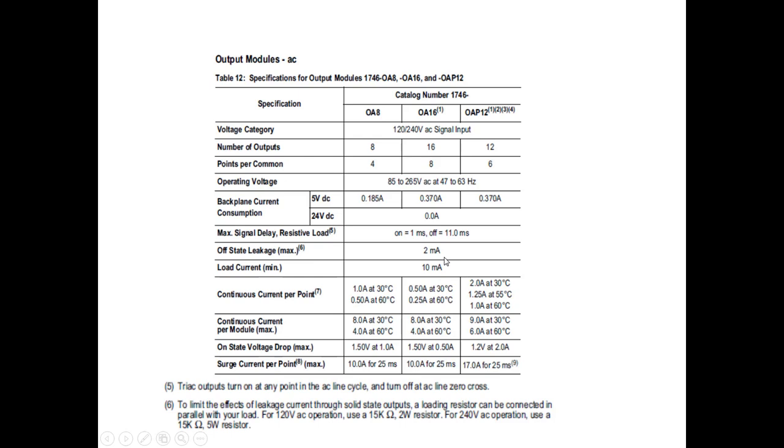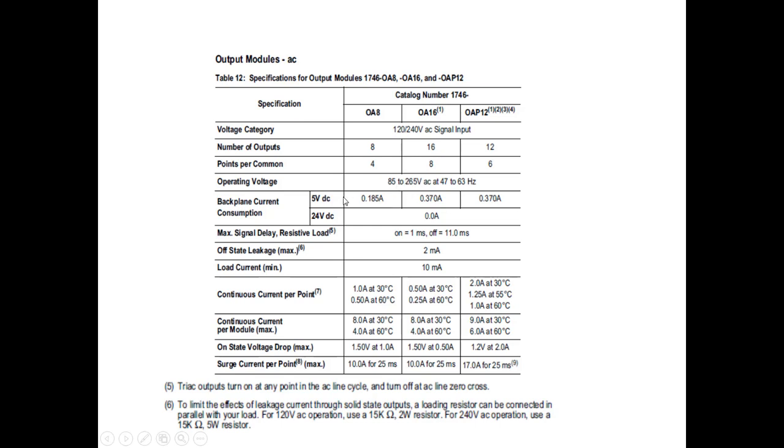If you look at this for the OA8, OA16, OA12, this tells you all the specifications. So we were just looking at that OA8. It has 8 outputs. It has 4 points per common. That means you're going to have to source the voltage twice to it. And it tells you what kind of operating voltage. It looks like it'll switch on high voltage and low voltage here.